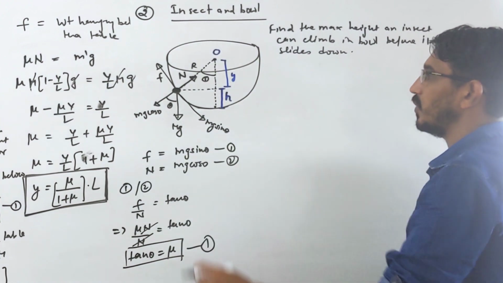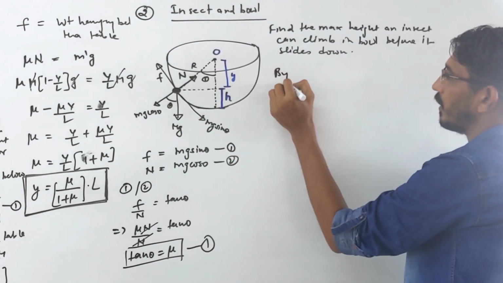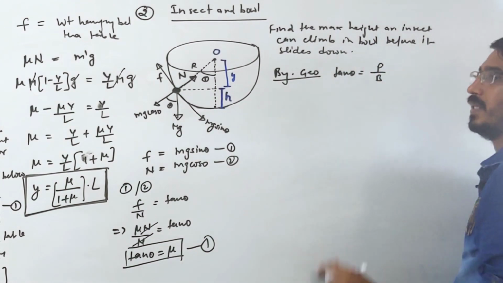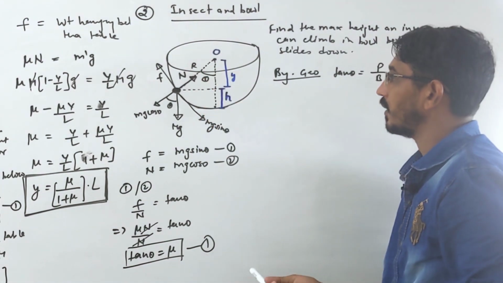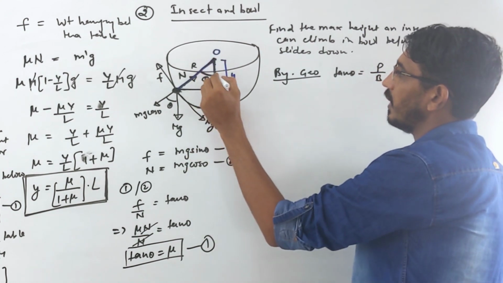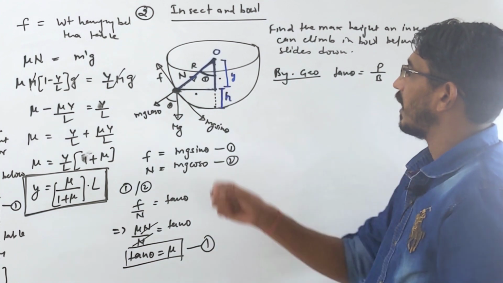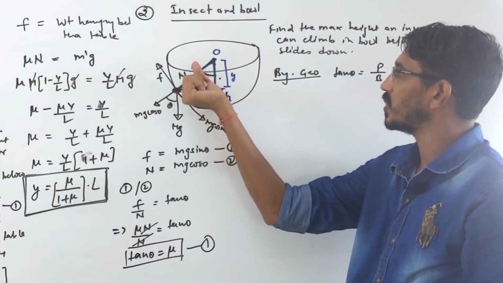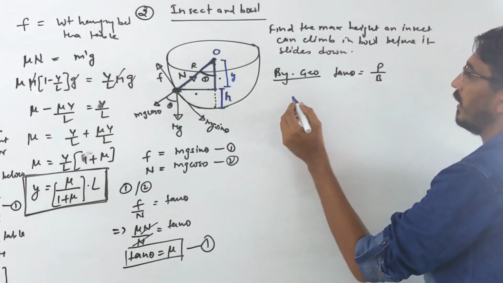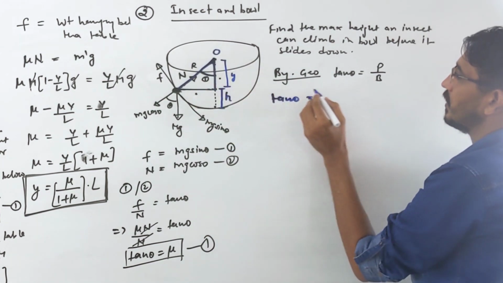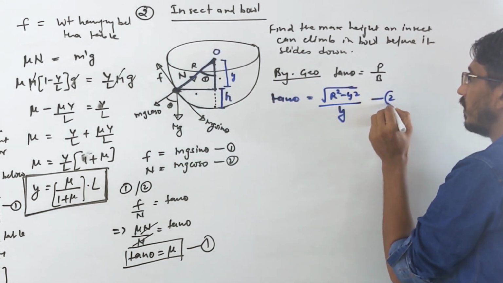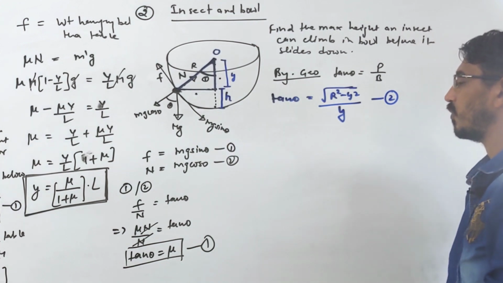One more equation I need in terms of tan theta, using geometry. By geometry, what is tan theta? Tan theta is always perpendicular by base. If you watch this triangle, let me highlight it with a different color, for this angle that side is the perpendicular and that side is the base. So we first need to calculate this side. We don't know it, so we can calculate it in terms of r and y. Using the Pythagoras theorem, it is the root of r square minus y square. So tan theta should be equal to this side, root of r square minus y square, divided by this side, which is y. Let's call this equation number 2.